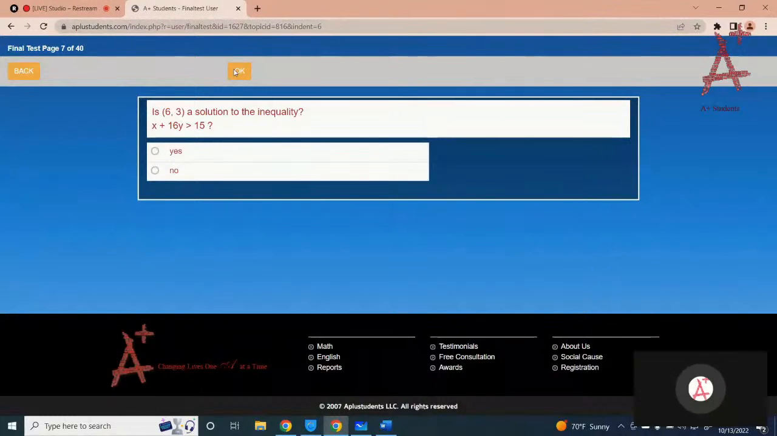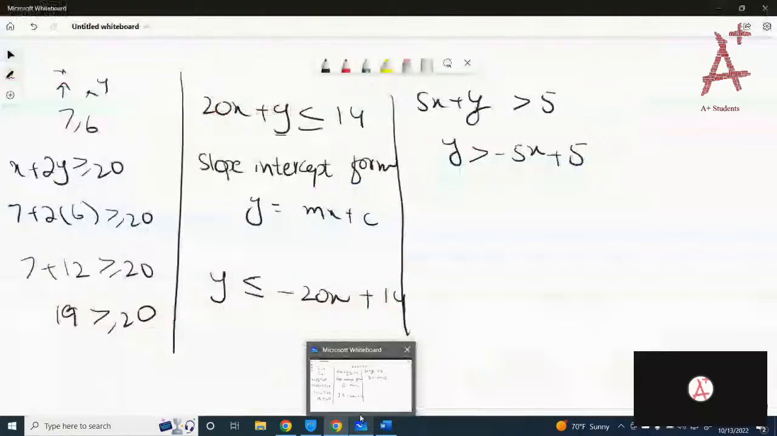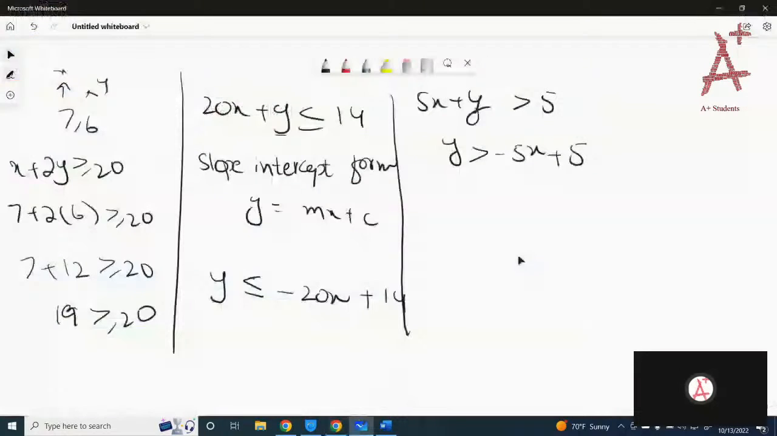Is (6, 3) a solution to the inequality x plus 16y greater than 15? Just listen to me carefully. I'm explaining the questions while doing the final test. Okay, great. Just revise the topics again and then start with the final test. Got it?